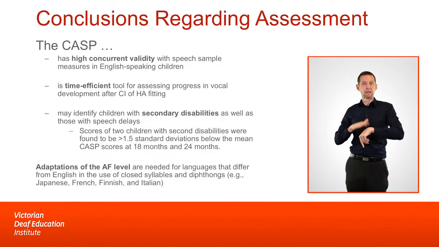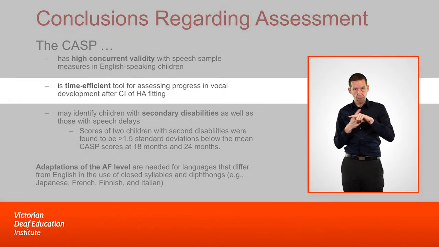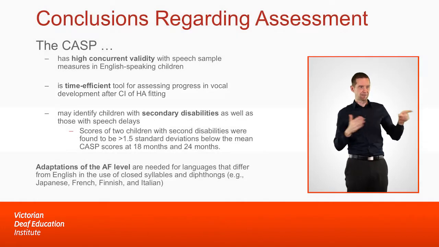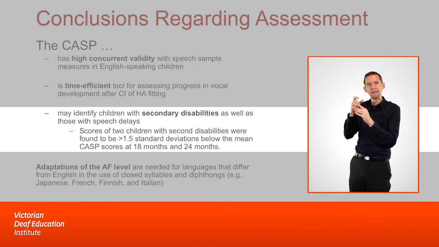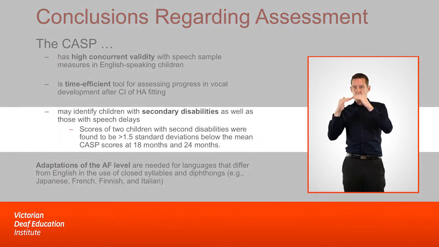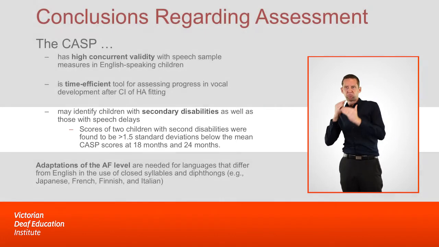So here's some conclusions. The CASP has high concurrent validity with speech samples for English-speaking children. It's much more time efficient than sampling. It takes us less than 10 minutes to do the CASP. It may identify children with secondary disabilities. As we noticed, the 2 children who had secondary disabilities in this study had mean scores that were about a standard deviation and a half below the mean CASP scores of their peers at 18 and 24 months.